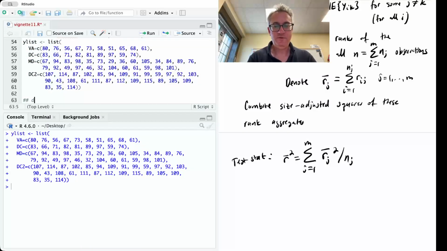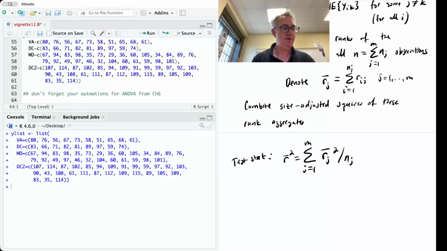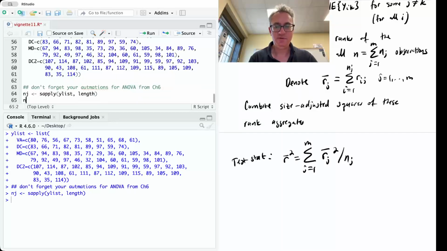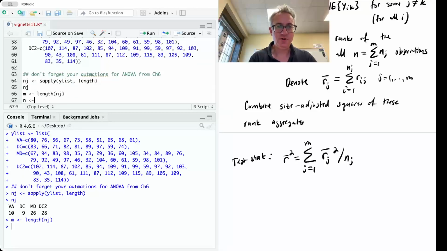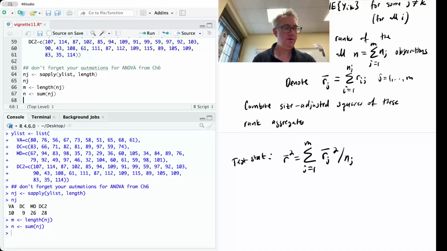Don't forget your automations for ANOVA from chapter 6. What I mean by that is, if we want to get all these nj's, we can just sapply the full list to the length command, and that will tell us what the nj's are for each group. How many groups are there? That's the number of nj's that we have, and what's the total length? That's the sum of the nj's.